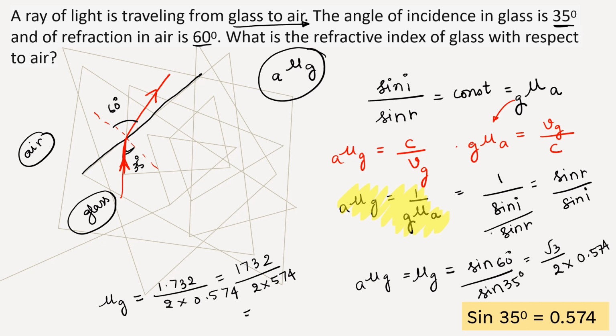So do it by yourself. And this value is almost going to be 1.5. Approximately it is going to be 1.5. So what is the refractive index of glass? Refractive index of glass, mu g, is approximately equal to 1.5. So with that we completed this question. Let's go to the next question.